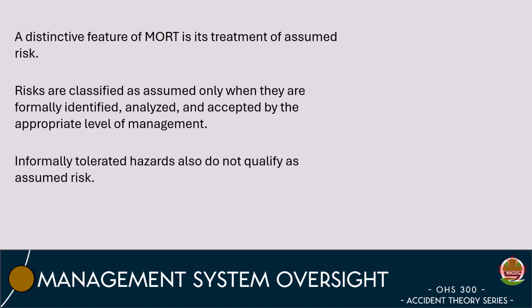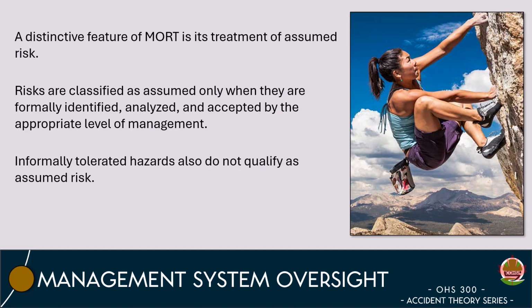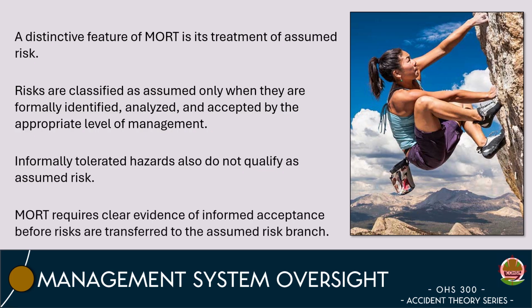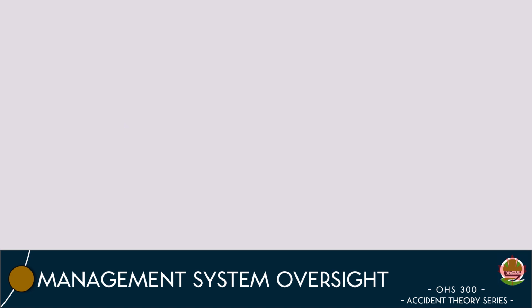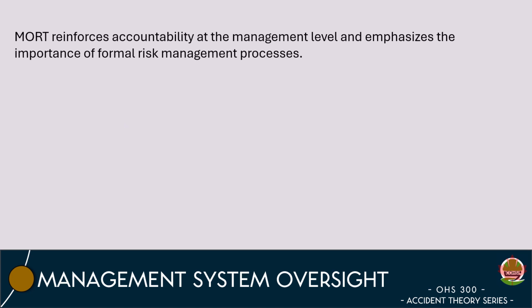An example of this could be seen in free climbing. In order for a climber to begin their ascent, they need to be aware of the formally identified assumed risks of climbing without safety equipment. MORT requires that risks be explicitly transferred to the assumed risk branch only after evidence of informed acceptance is established. This prevents organizations from retrospectively labeling hazards as accepted risks after an accident has occurred. MORT reinforces accountability at the management level and highlights the importance of formal risk management processes.